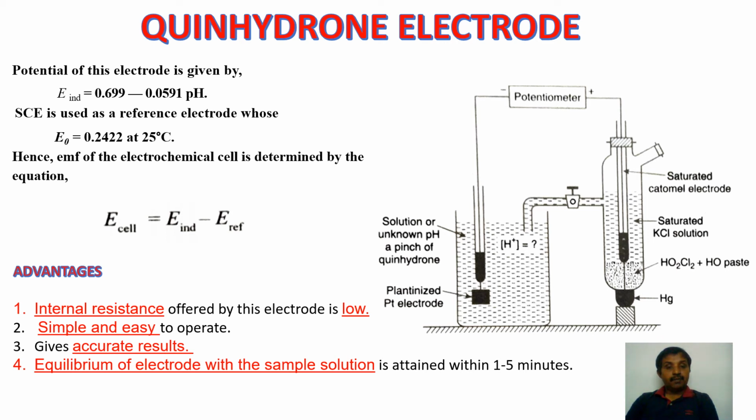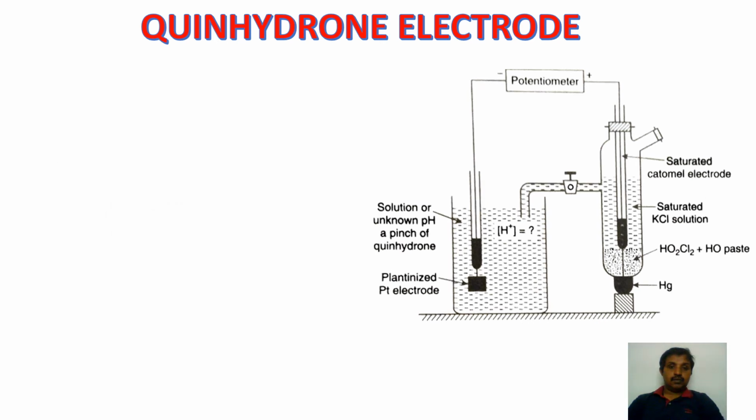The equilibrium of the electrode with the sample solution is attained within 1 to 5 minutes. And the next is used for non-aqueous solvents. It is used for non-aqueous. Now, let us discuss the disadvantages of the quinhydrone electrode.